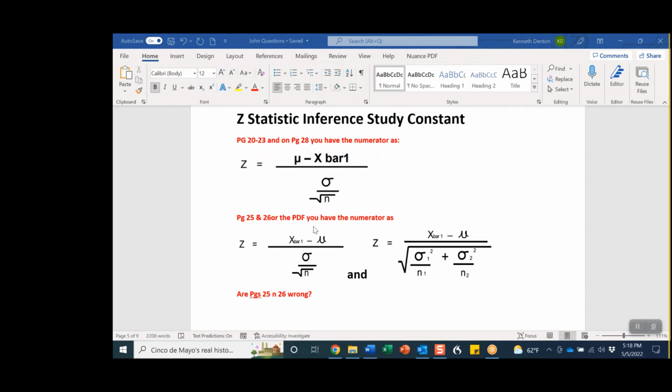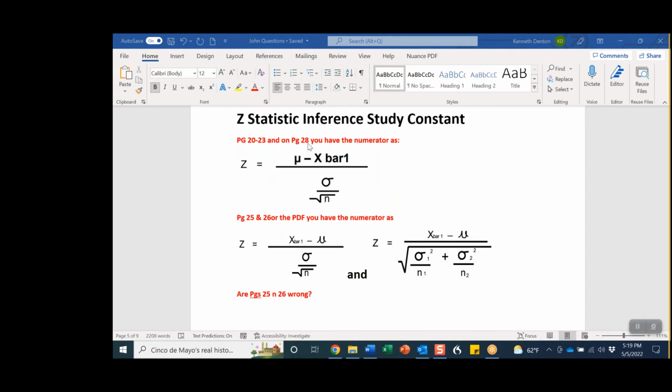Okay, so I'm pretty sure I'm done with that PDF. Yeah, I'm going to go ahead and close that out. Okay, next we're going to go into the Z-statistics inference study constant. And if you'll switch back to seeing me. Just let me know. Oh, there you go. Share.